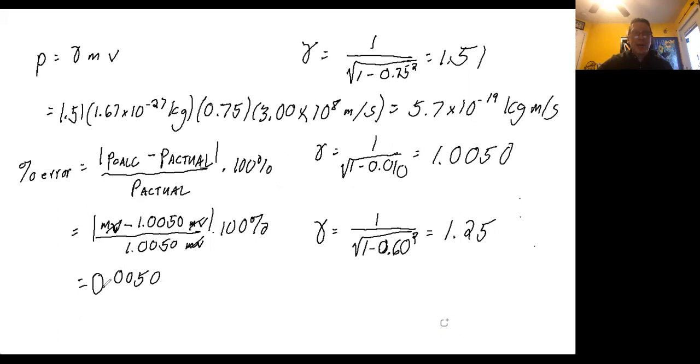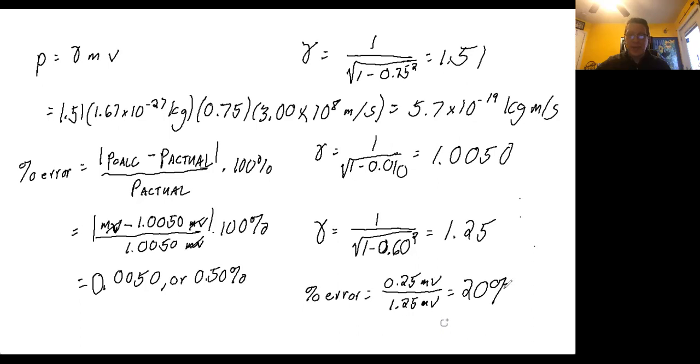So the percent error in the first one is 0.0050 or 0.50%. So it's about 0.5%. For the second one, the percent error is equal to 0.25 MV divided by 1.25 MV. And so you get from that, doing the math, about a 20% error.